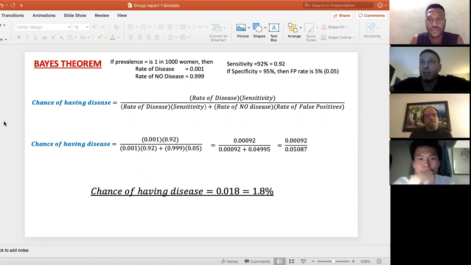So the chance of having disease equals the rate of the disease, which in this population is 1 in 1,000 or 0.001, times the sensitivity of the mammography test, which in our case is 92% or 0.92. For the denominator, we repeat the numerator, and then we add it to the rate of not having the disease, which in the general population is 0.999, times the rate of false positives, which is 1 minus the specificity of the test, which in this case is 95% or 0.95. And this gives us a chance of having disease of 1.8%.